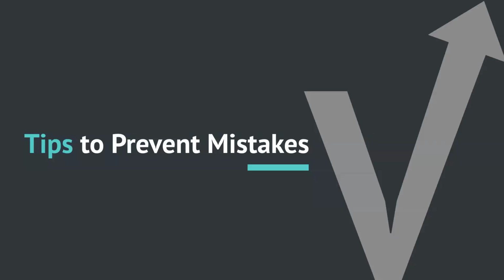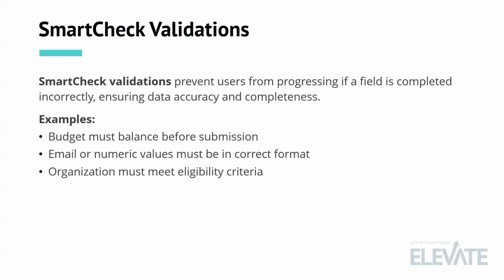The first one would be smart check validations. I hope some of you are familiar with these terms. They're basically one of our most powerful tools. It runs validations in real time to make sure that a field is completed correctly before the applicant can move forward, right? Think of it as a friendly checkpoint to say, wait, your budget doesn't balance, or wait, that field format is invalid or isn't what I'm expecting. And the goal is to help the applicants succeed by catching those errors early.